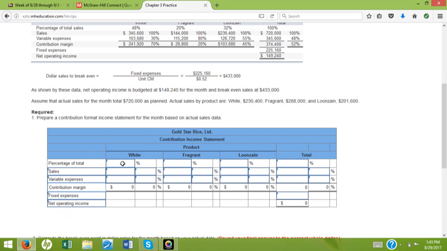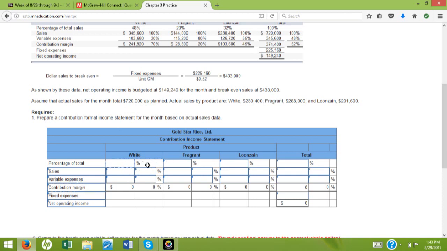All right, so a percentage of total. The first thing we're going to do is look at the percentage of total sales that each of those types of rice makes as far as the entire rice sold. So we had white rice sales of $233,400. And we're going to divide that by the total sales of $720,000. And that gives us 32% of the sales that are white.